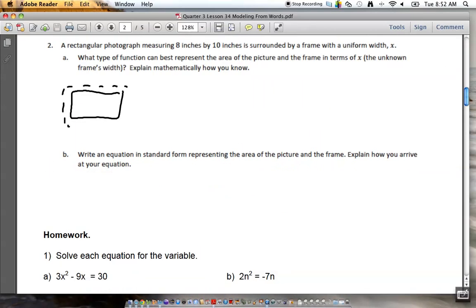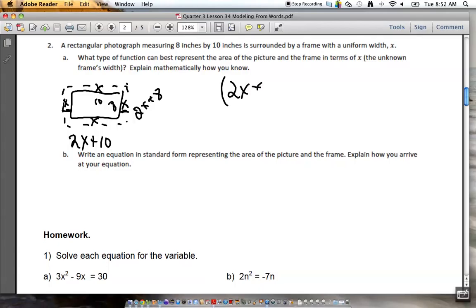Here is my rectangular picture frame. Here is my picture. Then there's the frame going around it with a uniform width of x. This was 8 by 10, so it's 8 by 10 there. If you remember, this is an x and an 8, so this is 2x plus 8. What's the length here? 2x plus 10, right? Because of the x here and the x here. Now, this is about area, so what kind of function is this going to be?